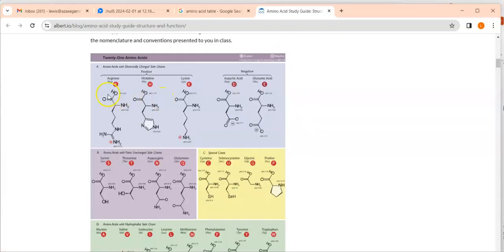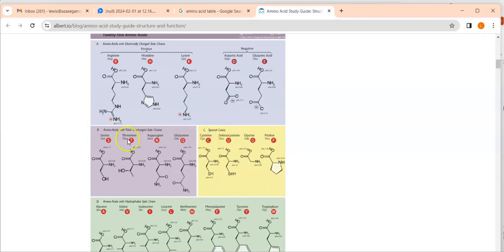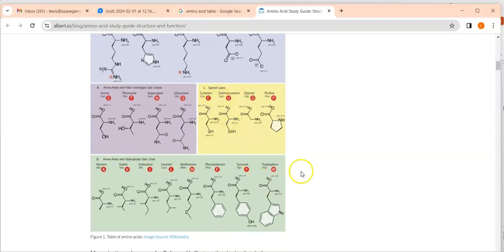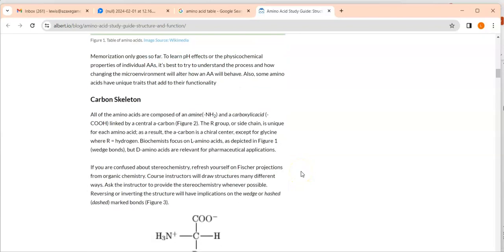I'm just showing you that these amino acids are electrically charged on their side chains, which are groups. We have arginine, which is positively charged. Lysine is also positively charged, as opposed to aspartic acid and glutamic acid, which are negatively charged. And then we have polar versus non-polar, hydrophobic, and then special cases of side chains.